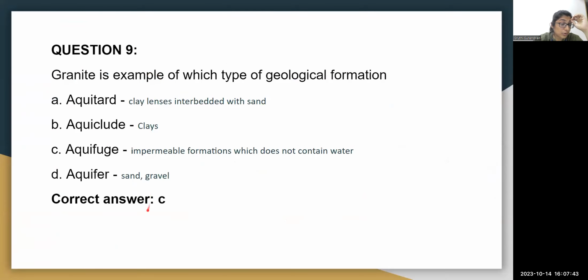Then again, examples about all these formations. We had learned about the different types of rocks, that is igneous rocks, sedimentary rocks, and metamorphic rocks. So what are igneous rocks, what are sedimentary rocks, what are metamorphic rocks, and examples of these three types of rocks. And all these rocks, under which type does each come, whether it comes under aquifer, aquitard, or aquifuge.